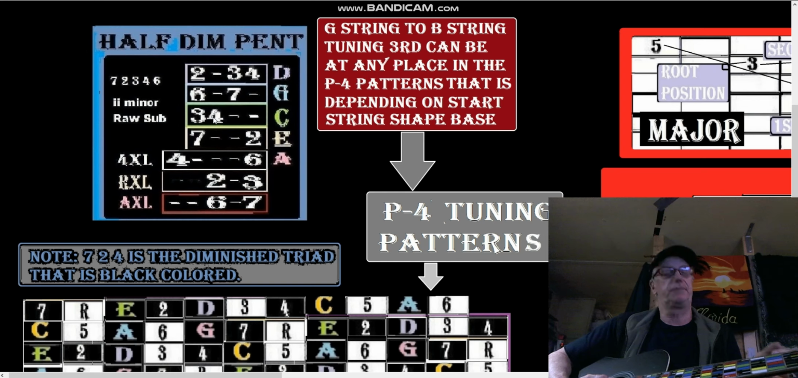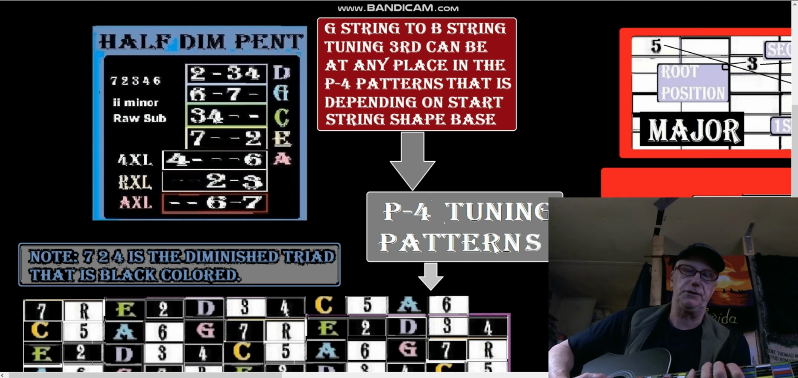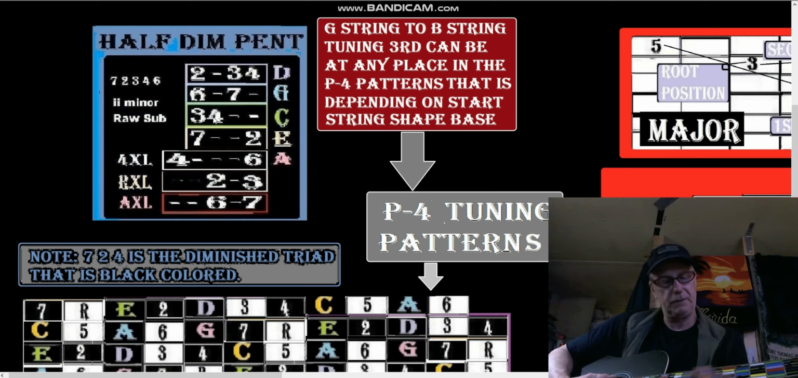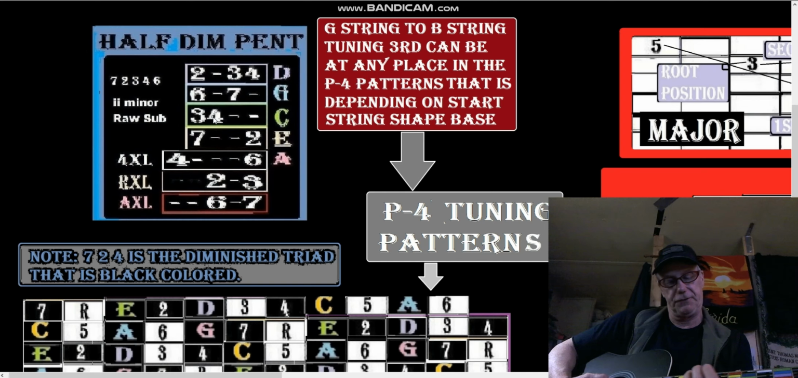So if we're starting from the A shape here, here's my G. Here's my A shape in the G. Okay, so it would be 7 up here, 7, then 2 on the next string shape, and then 4 on the Lydian string shape, then 7 on the E string shape.